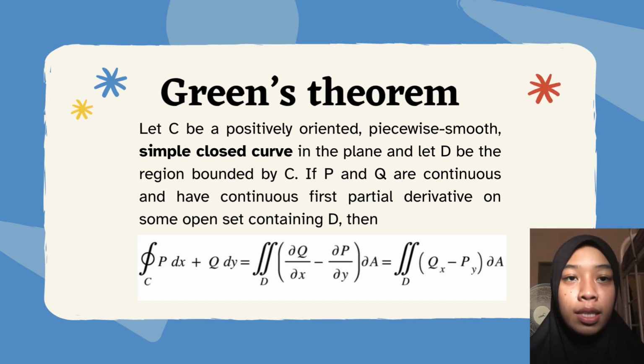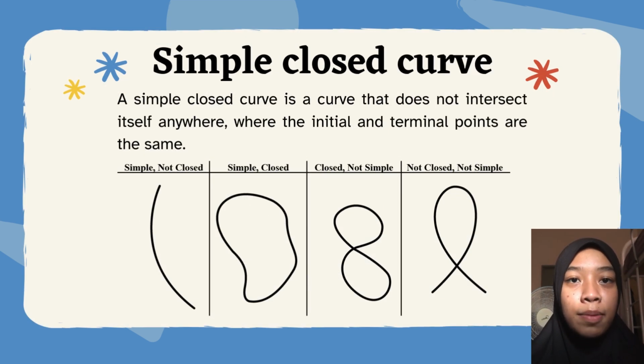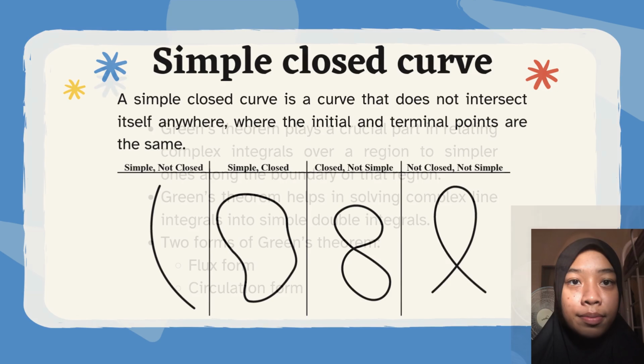This theorem states that C is a simple closed curve and D is the region bounded by C. Hence, to solve the problem by using Green's Theorem, this formula will be used. A double integral will make it simpler to find the region bounded by a simple closed curve. Then, this is an example of a simple closed curve.